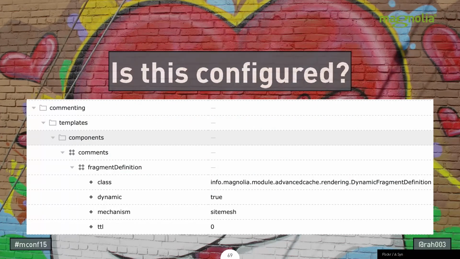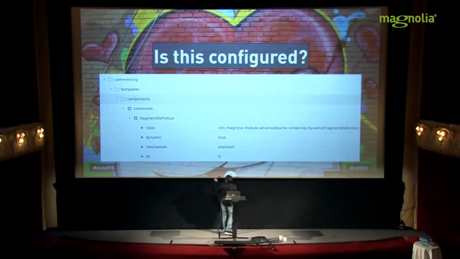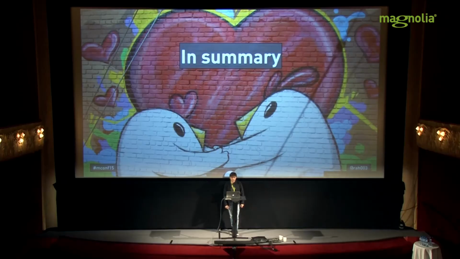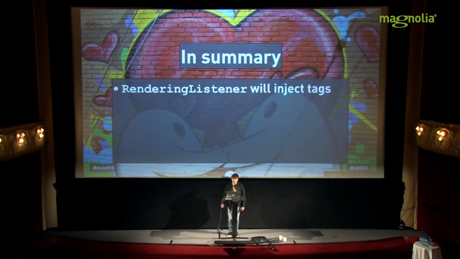So how is it configured? How does that listener know when it needs to react? Very easily, in your component configuration. Here I have the command, such a typical dynamic component on a page. What you do is add a fragment definition as a subfolder, and there you tell Magnolia that this is a dynamic component. You want to use SiteMesh for rendering that component, and you want to set some time to live, in this case 0. Every time the page gets rendered, this component will be re-rendered in the page.